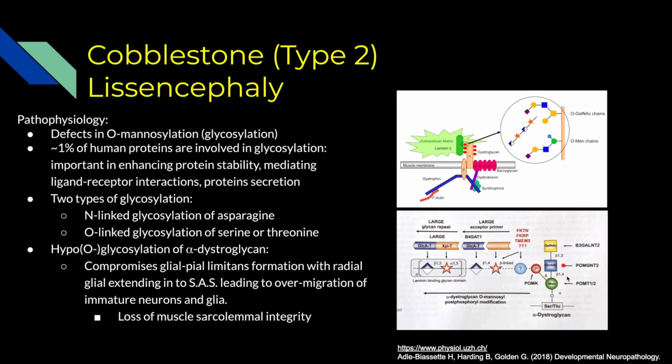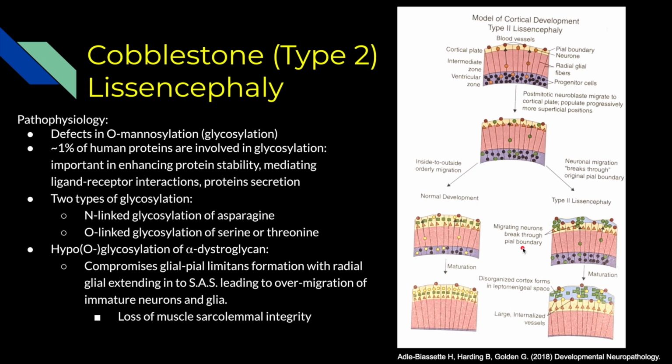Really, to do this, as we'll see in the next slide, you need a number of different enzymes to add these different sugar moieties to these serine threonine residues. And so when you have defects in those proteins, you get alpha-dystroglycan pathology. So this is a nice picture showing what the defect is.